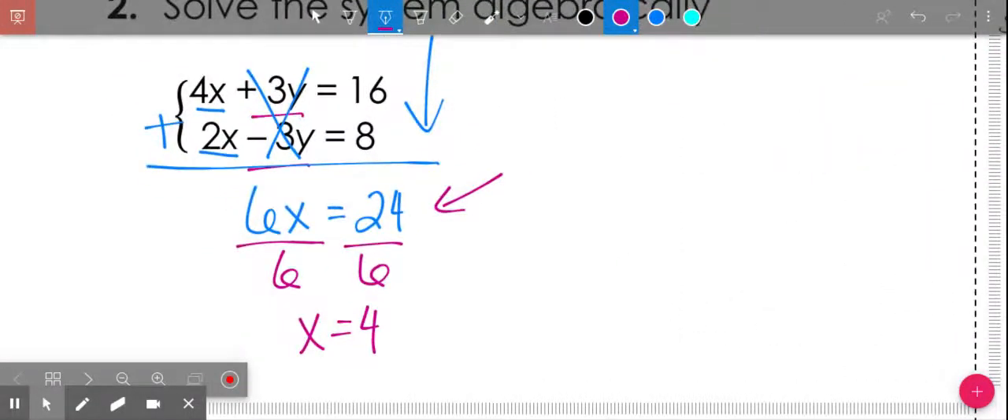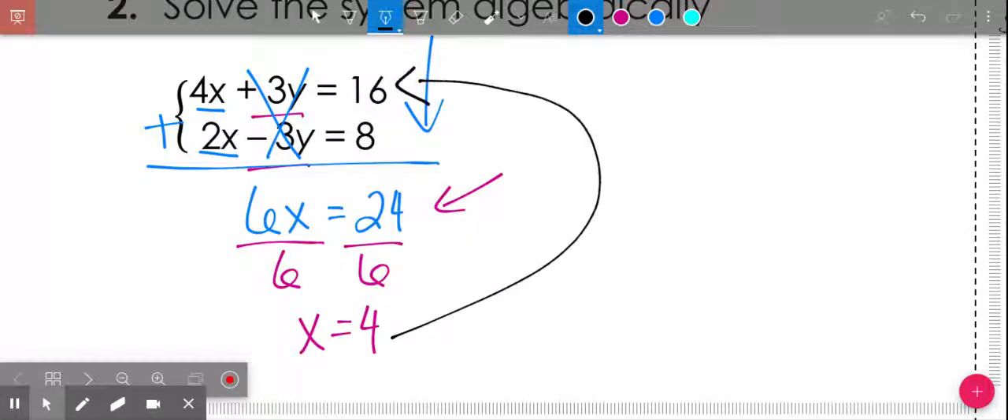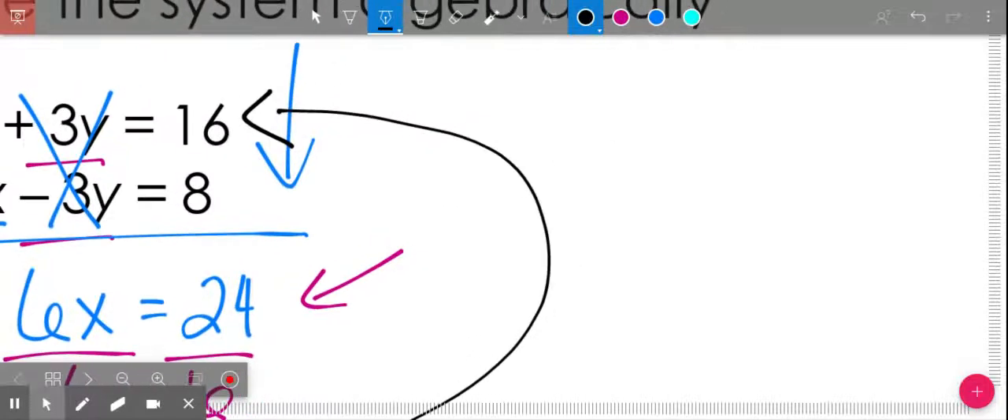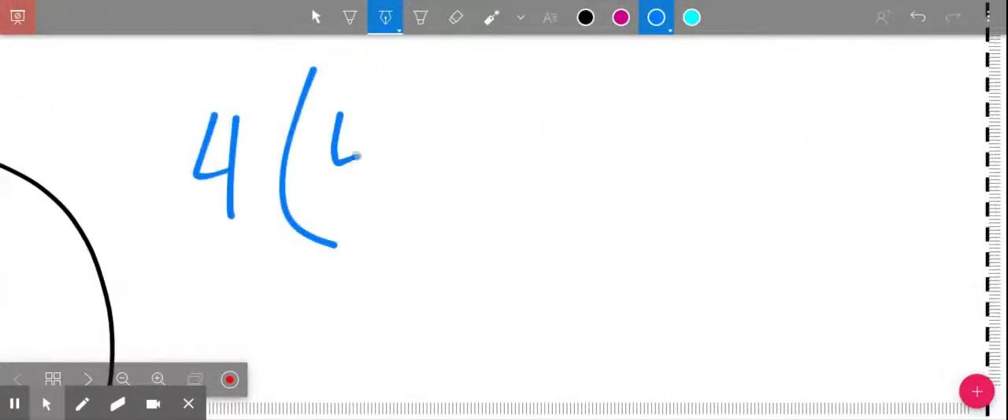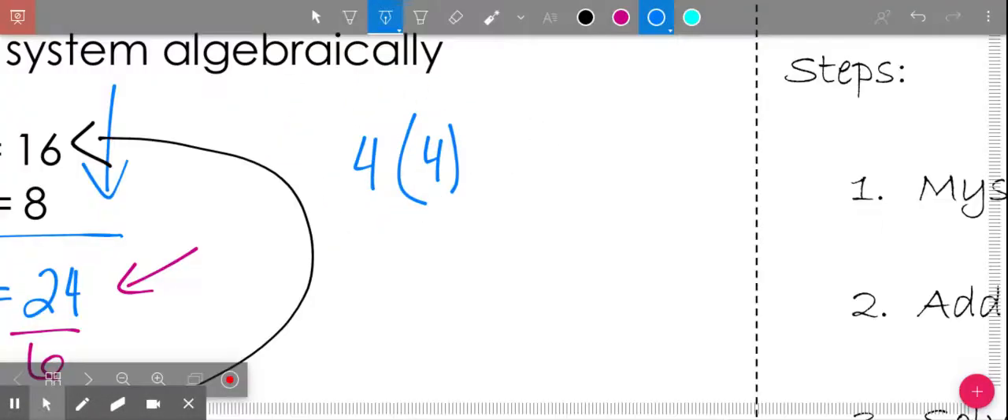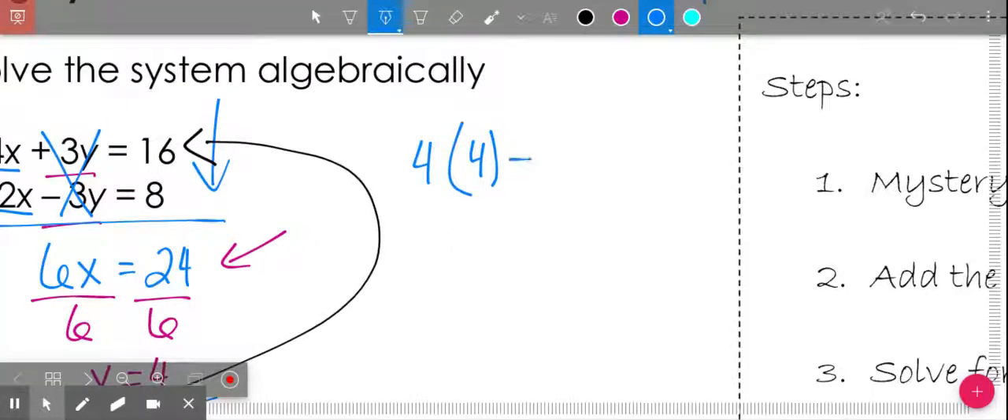So now all we have to do is plug this into one of the equations to find the y, which basically turns into what we were doing with substitution. So I'm going to take this 4. I'm just going to use the top one because I don't really want to mess with the negative. So instead of 4 times x, it becomes 4 times 4. Awesome. And then, what was the rest of it? Plus 3y is equal to 16. So now we're going to solve for the y.